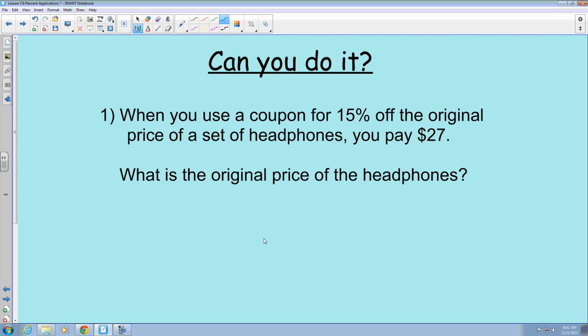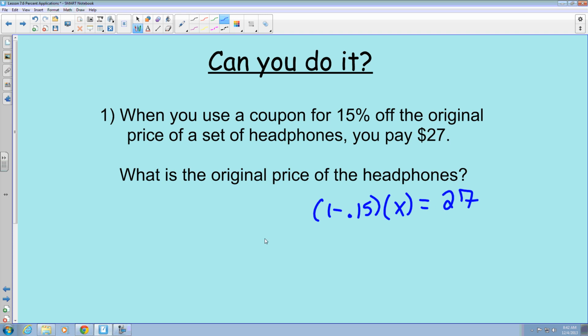So, last example. Here it says when you use a 15% coupon off the original price of your headphones, you pay $27. I want to know the original price. So we can go back to sales price. Sales price stated that it's going to be 1 minus the discount, which is 0.15, multiplied by the original. I don't know that, so I leave it as X, and it's going to equal $27 because that's how much you paid.